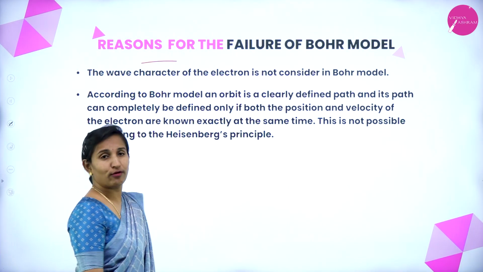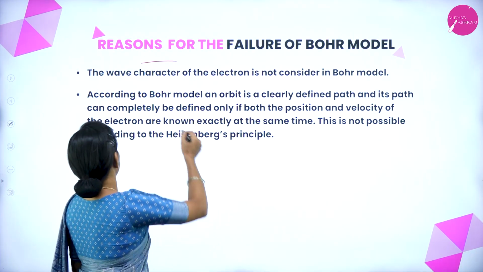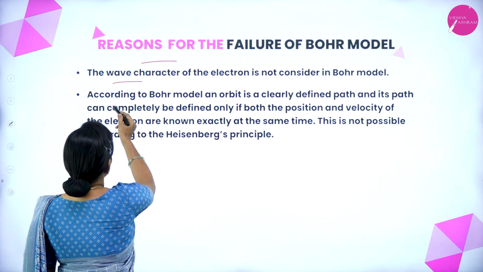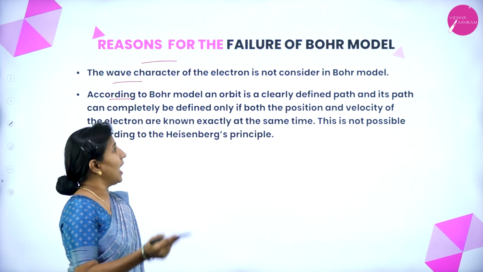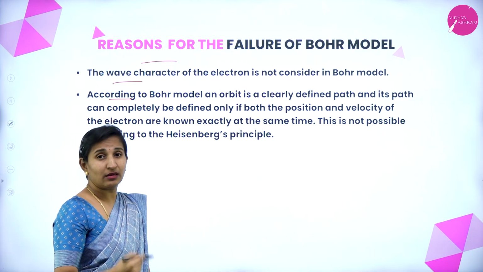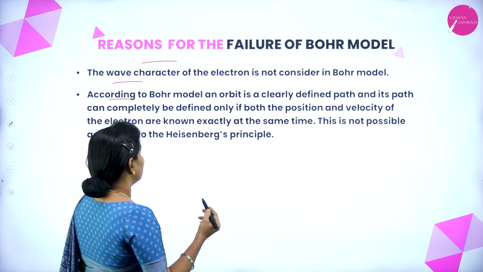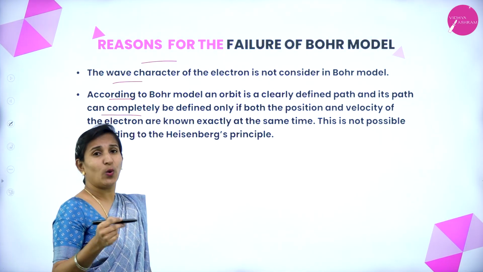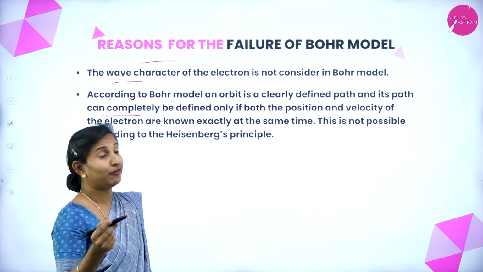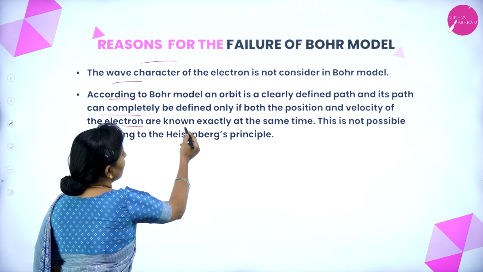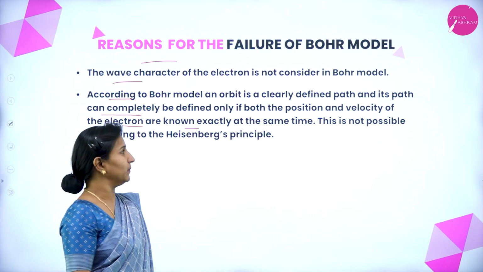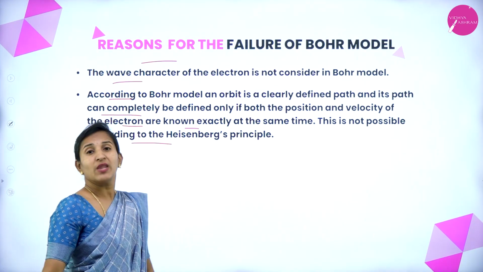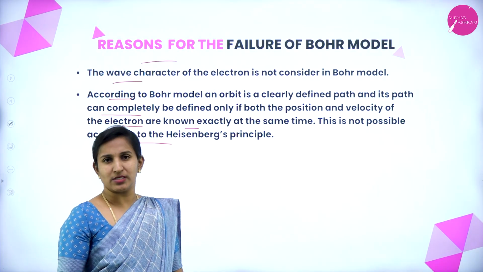Reasons for the failure of Bohr's model. The wave character of the electron is not considered in the Bohr model. According to the Bohr model, an electron has a clearly defined path, and the path can be completely determined only if both the position and velocity of the electron are known exactly at the same time. This is not possible according to the Heisenberg uncertainty principle.